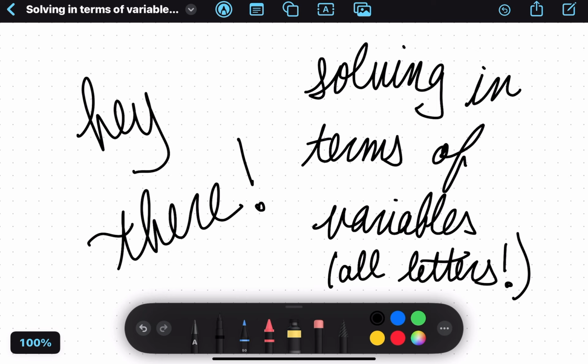In today's lesson, we're going to be solving in terms of variables, meaning our answer is going to be all letters. Oof, isn't that a little scary? We're doing math, but we're working with letters. So let's get into it. It's more simple than you think.